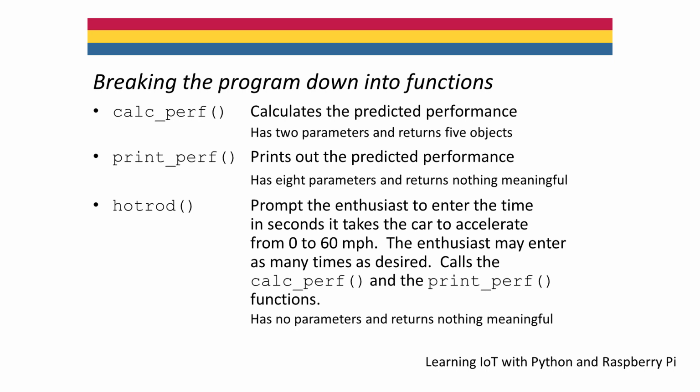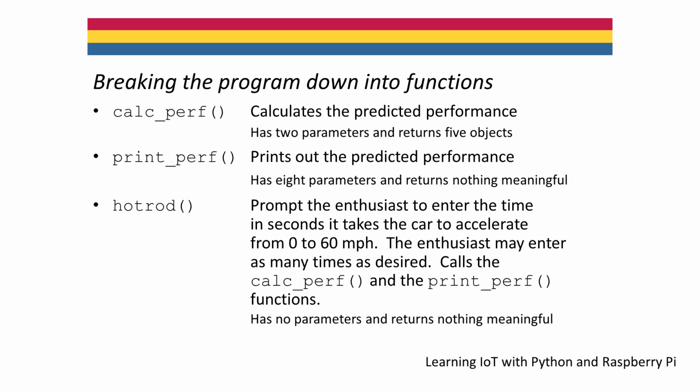The printperf function should print out each of the calculated values with an explanation of what each value represents. The printperf function has 8 parameters and returns nothing meaningful. The calcperf function should calculate the acceleration in feet per second squared, the acceleration in g's, the distance traveled as the car goes from 0 to 60 miles per hour, the speed after an arbitrary time, and the distance traveled after an arbitrary time. The calcperf function has 2 parameters and returns 5 objects.